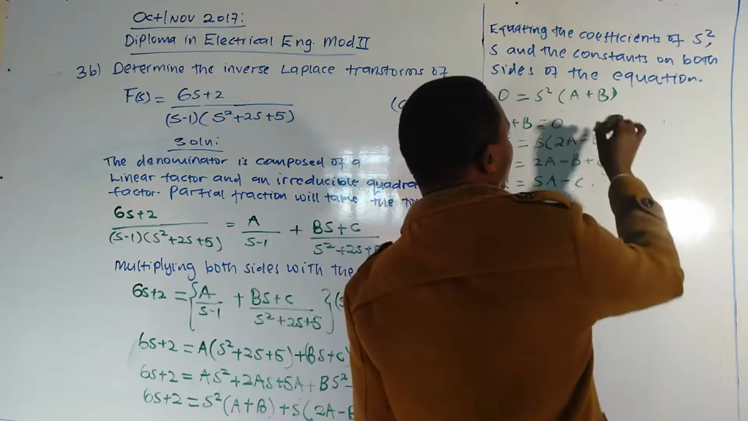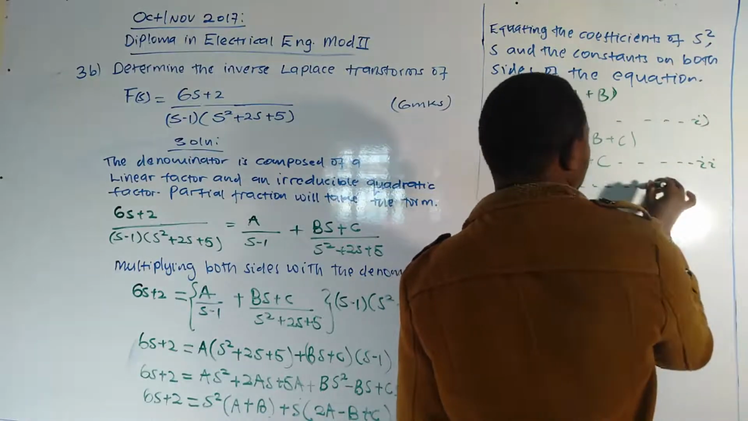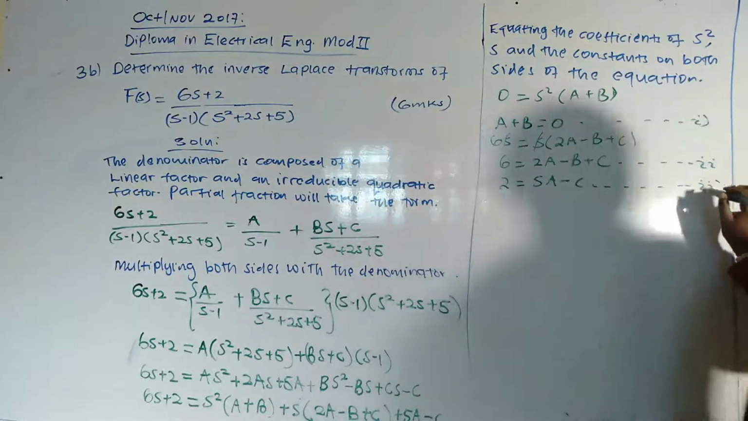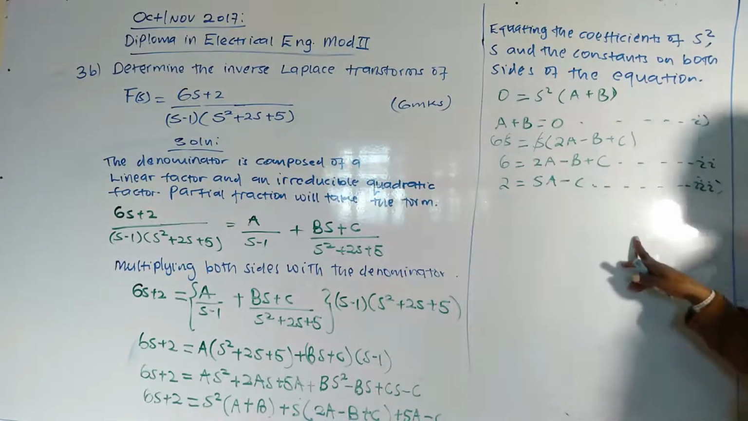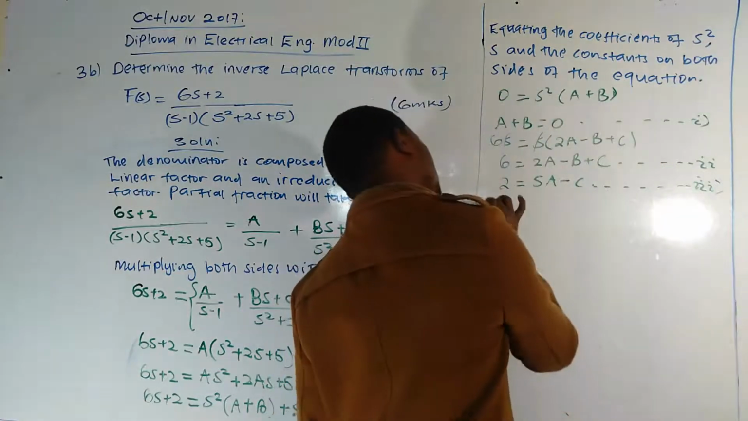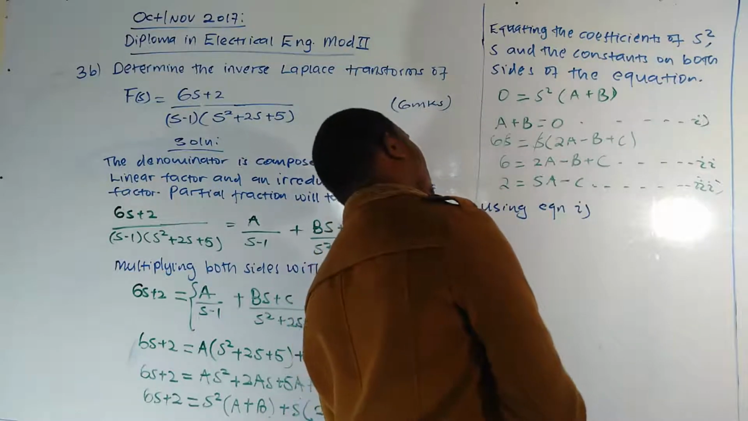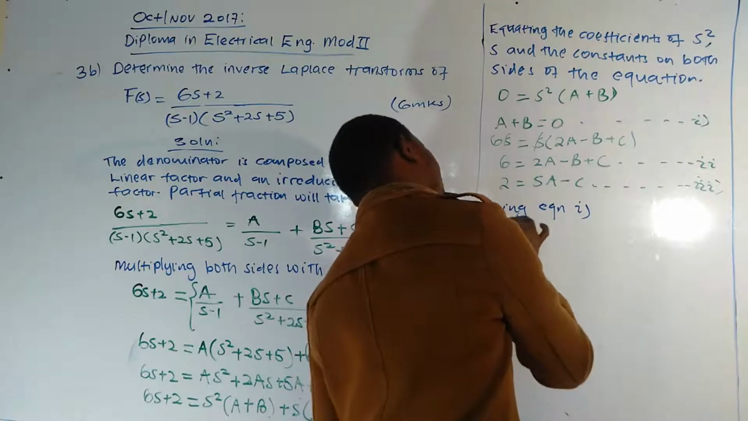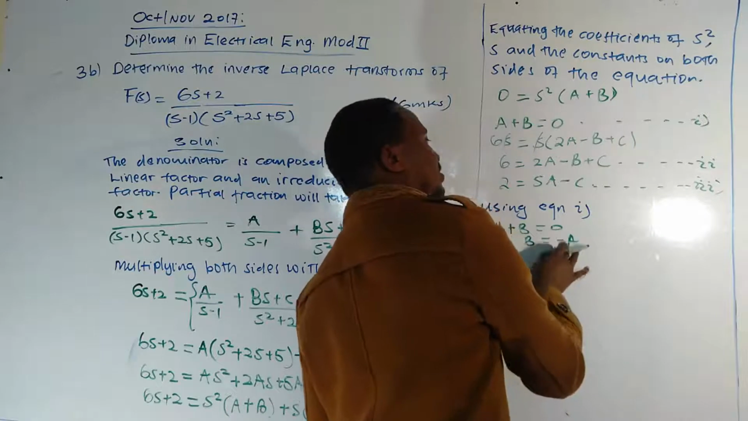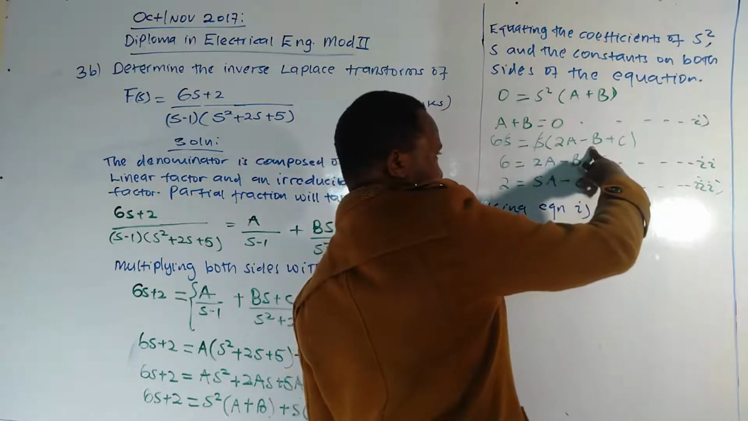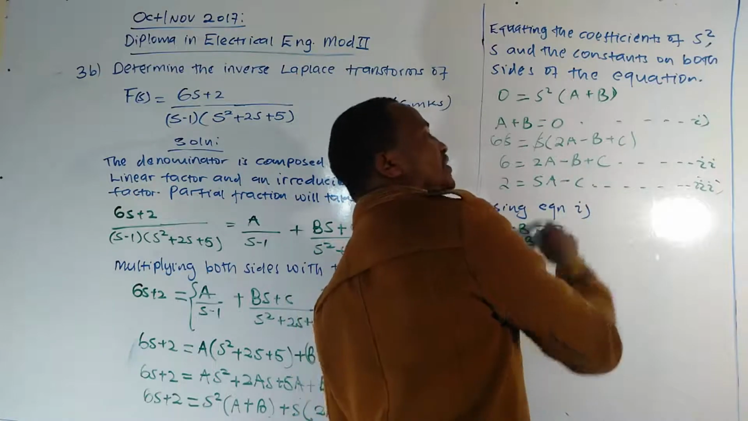Let us call this one equation 1, this one equation 2, and this one equation 3. We can now try to work out the values of a, b, and c. Using equation 1, we have a plus b is equal to 0. Therefore, you can say b is equal to negative a. We want to get the value of b so that we can substitute it.